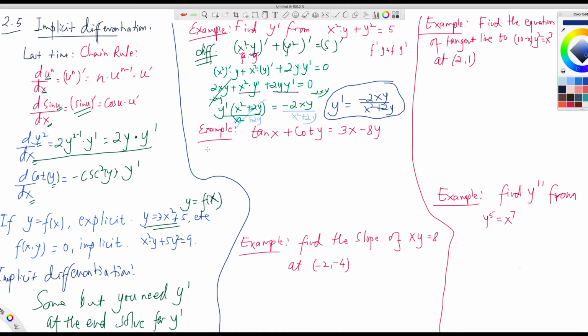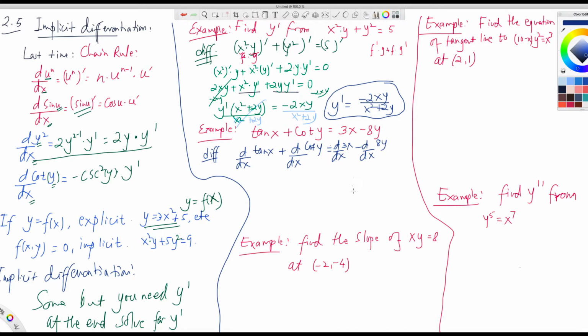So let's differentiate here. What do you get? You get d over dx of tangent x plus d over dx of cotangent y equals d over dx of 3x minus d over dx of 8y. This is what you will get.